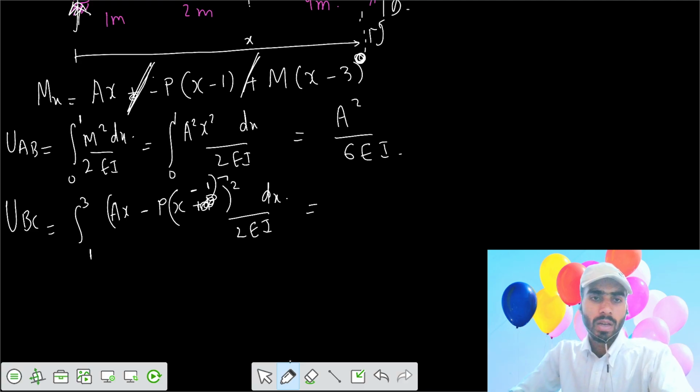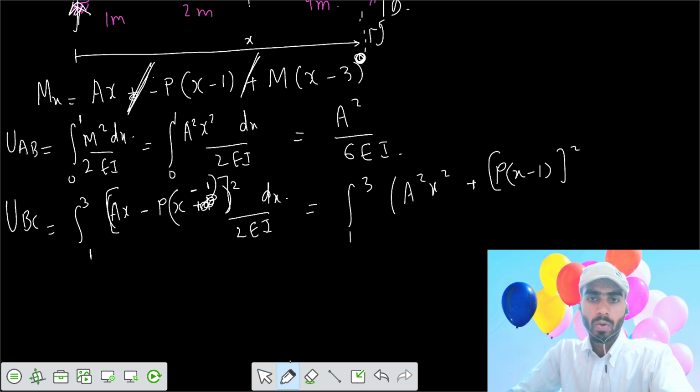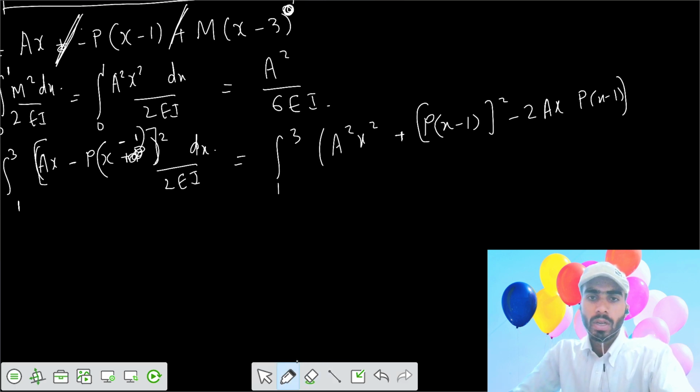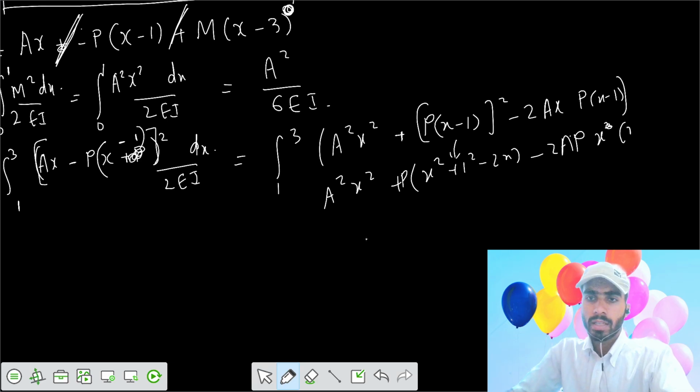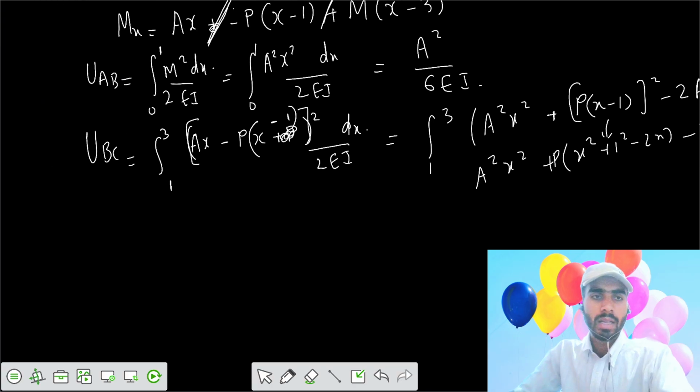First you take the square of this function, so from 1 to 3 it becomes A squared x squared plus P squared (x minus 1) whole squared minus 2AP x (x minus 1). Then you simplify this: (x minus 1) squared is x squared plus 1 squared minus 2x. Then dx by 2EI. After solving, you can get the value of strain energy in the part BC.